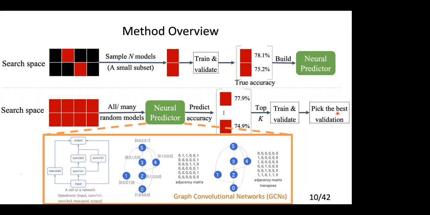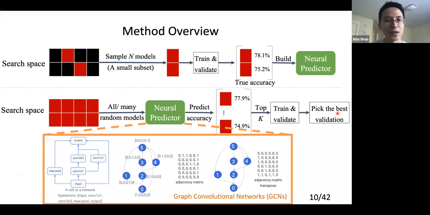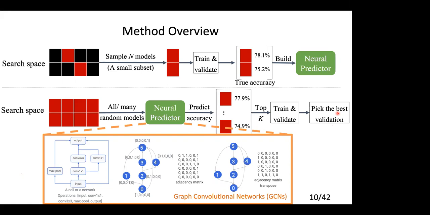Hi, Wei, I have a question. Yeah. So we pick the samples in the search space. What are some good algorithms to pick the samples? There are a lot of sampling methods. In this work, we simply use random search, but we could use others like reinforcement learning, Bayesian optimization, or evolutionary algorithms.